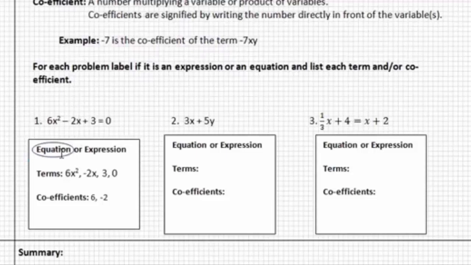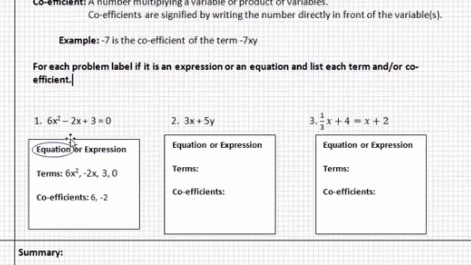So I actually wrote that here. So it's an equation. 6x squared, negative 2x, 3 and 0 are all the terms. That's where we see separations using symbols. And then the coefficients, which are the numbers in front or being multiplied by a variable. So we had x squared as a variable, 6 is its coefficient, and we had x here as a variable, and negative 2 is its coefficient. And remember that subtraction sign tells us that that 2 is negative, and that would be important if we were going to substitute a value in.